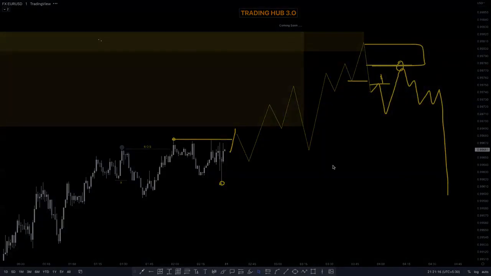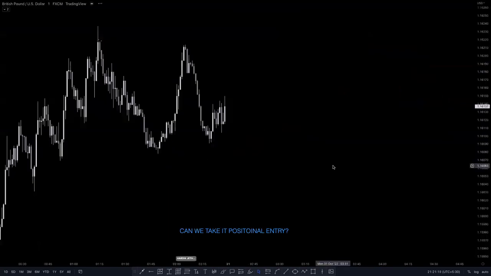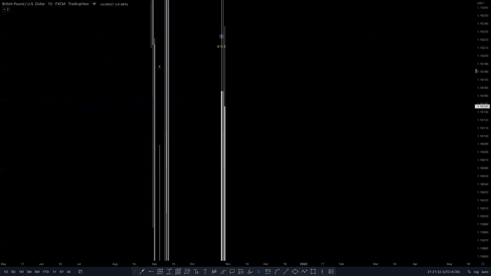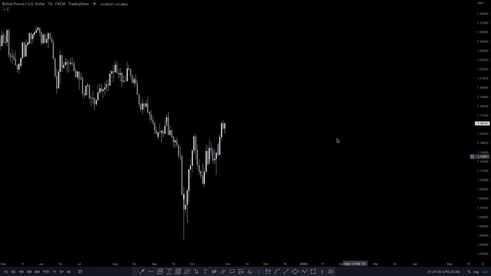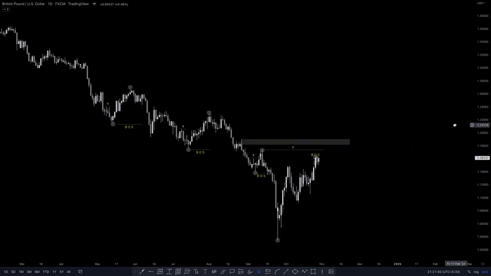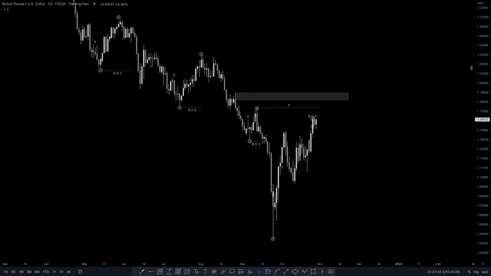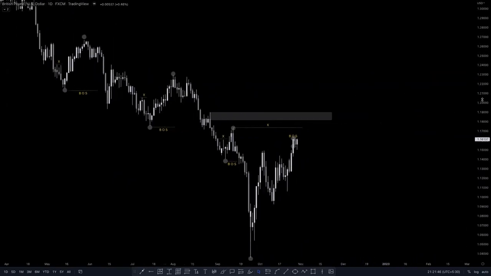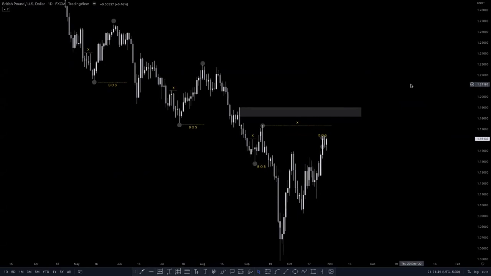First of all, start from the higher time frame structure, then we will start. Can we take it positional? Yes, you can take a positional entry, because the higher time frames have already taken the liquidity. Switch into the daily time frame structure. Okay, so this one is already marked here, as you know, and this is the overall direction in our GBPUSD as per the daily time frame structure.